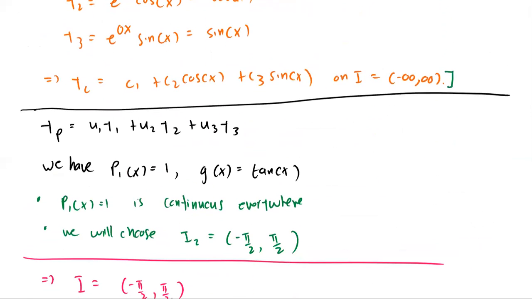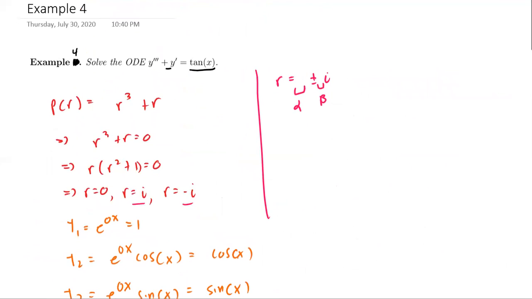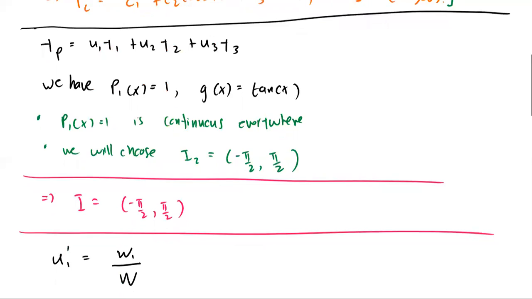And then we find an interval in which each of the p sub i's, remember the p sub i's were the coefficient functions of the differential equation after you divided by anything that was multiplying y triple prime, or the highest order derivative, which in this case is y triple prime. In this case, whatever was multiplying y triple prime is 1, so we don't have to divide by anything. So we only have one p sub i. It's the one multiplying y prime, which is 1. So we have p sub 1 equals 1, and then g of x equals tangent of x.